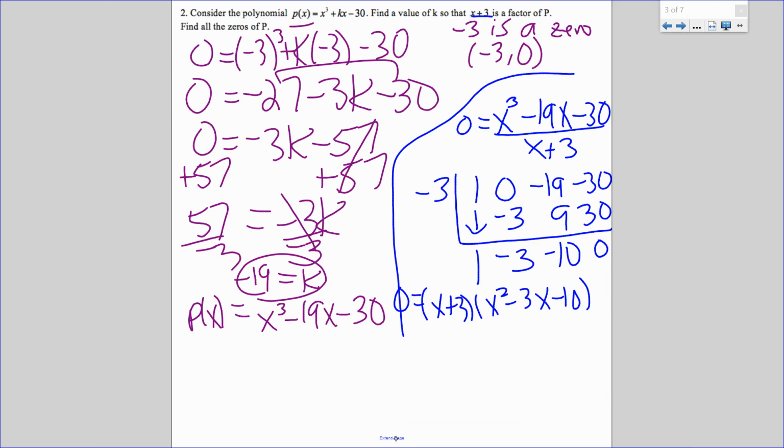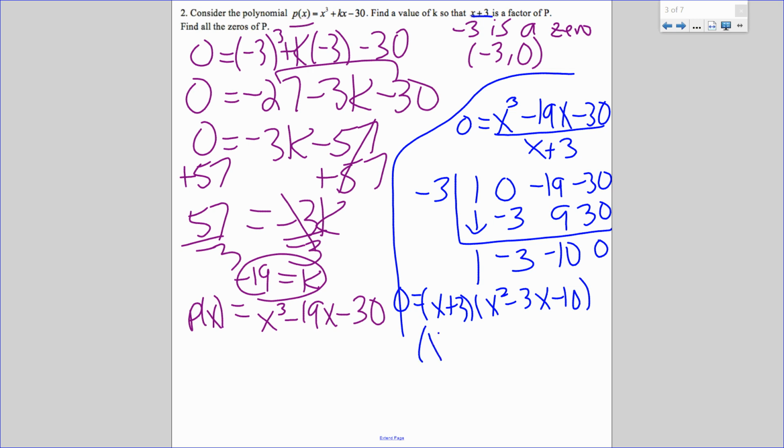Now we factor further and set each factor equal to 0. Why don't you take a minute, minute and a half, and try and finish this off. Factor further, set each factor equal to 0. If you need more time, you can pause it.